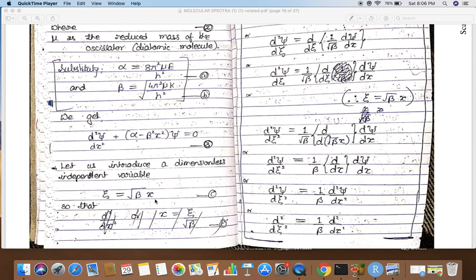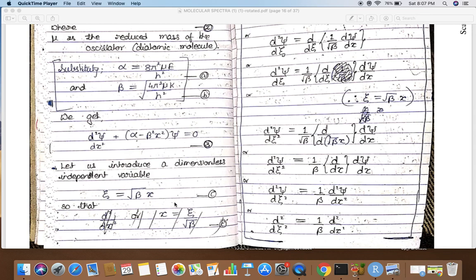This change of variable is crucial. Looking at this expression in your textbook from Rajkumar, it is written that ξ = √β x, and then simply d²/dx² = β d²/dξ². So it is already simplified here.